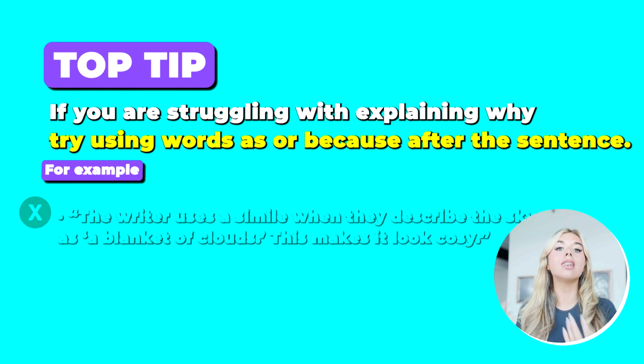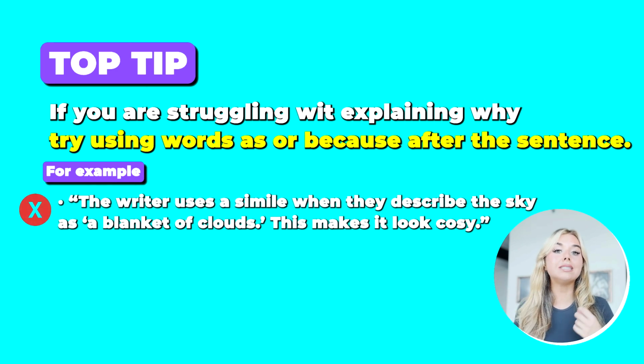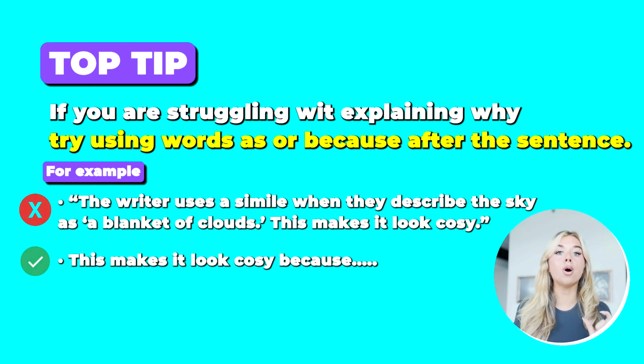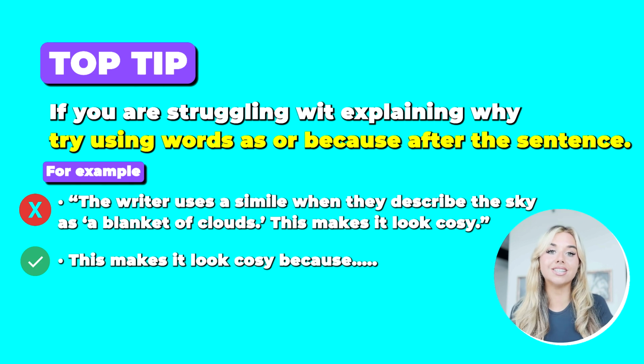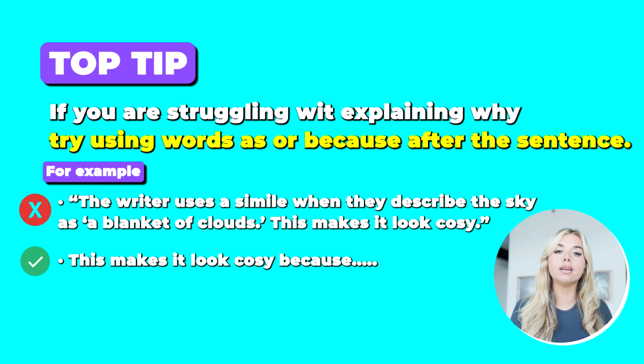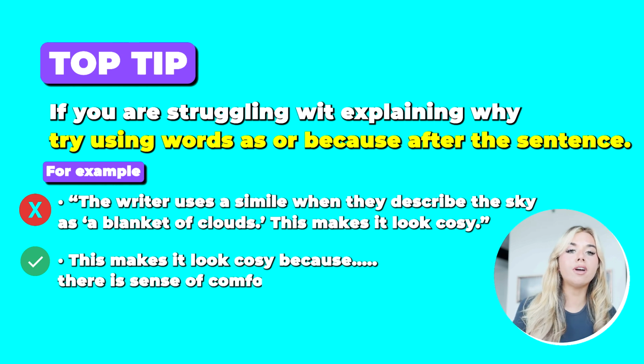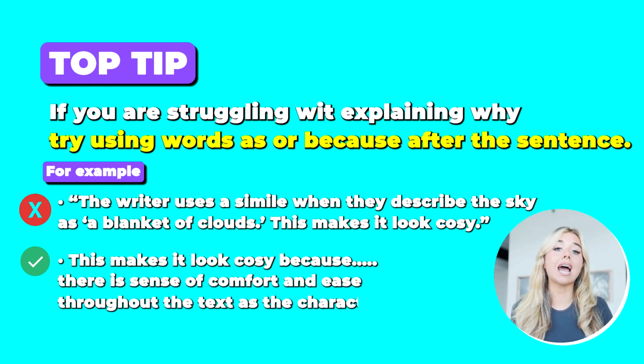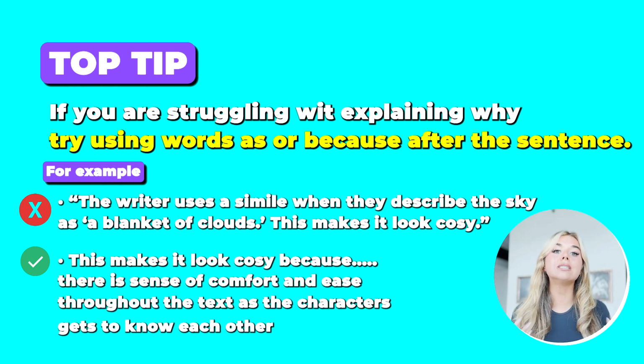So for example, in that last one, if I said, this makes it look cozy, if I put because at the end of the sentence, it forces me to explain why. This makes it seem cozy because there's a sense of comfort and ease throughout the text as the characters get to know each other. That is explaining why. Let's look at another example of what not to do.